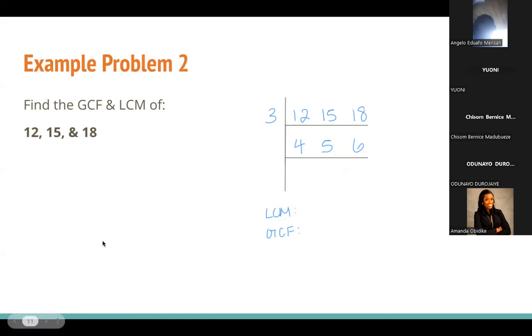I think there's a slight issue with this problem. We'll go over the solution, but I think everyone understood the GCF, but not the LCM. Okay. So I'll go clear my screen.